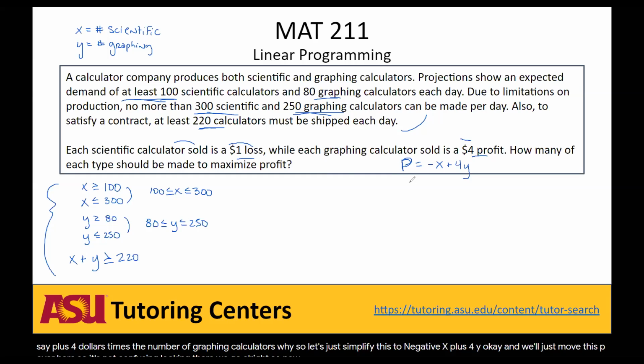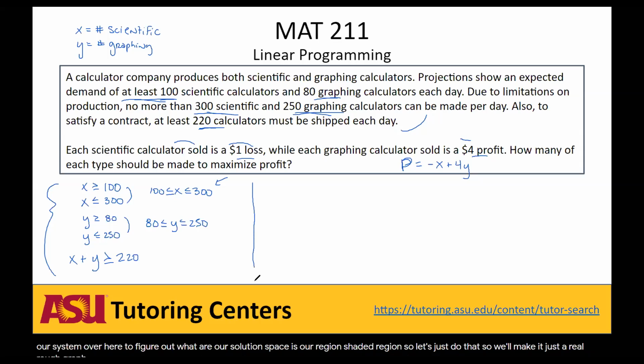Now that we have all of our equations sorted, we can graph the inequalities, our system over here, to figure out what our solution space is, our shaded region. So we'll make just a real rough graph here. It's nothing pretty, but we have our X and our Y axis. And let's say that this is 100 for our X.